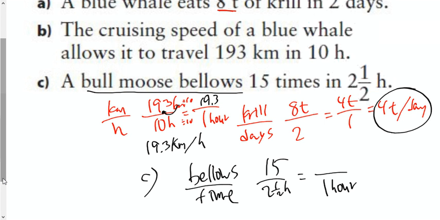We're going to divide both of these terms by 2.5. And we're going to see if we can do this in our head. How many 2.5s are there in 10? 4. How many 2.5s are there in 5? 2. How many 2.5s are there in 15? 6. So without grabbing a calculator automatically, I know that on average, a moose bellows 6 bellows per hour. That would be its average rate of bellowing.